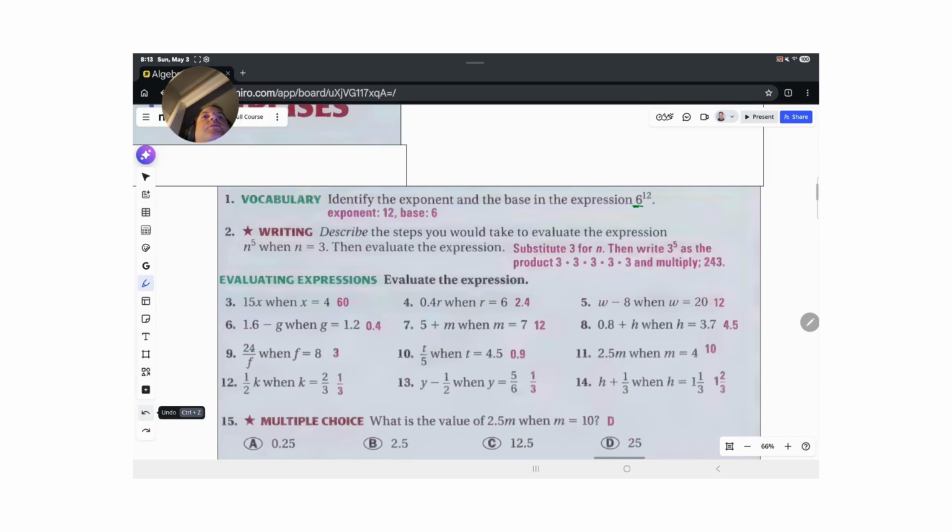Problem number 2. We have describe the steps you would take to evaluate the expression n to the 5th power when n is equal to 3. Then evaluate the expression. So the question is, what should we do first and what should we do next? We want to substitute 3 for n. We'll write 3 to the 5th power. And that is written out as 3 times 3 times 3 times 3 times 3. If we multiply those together, we get 243.